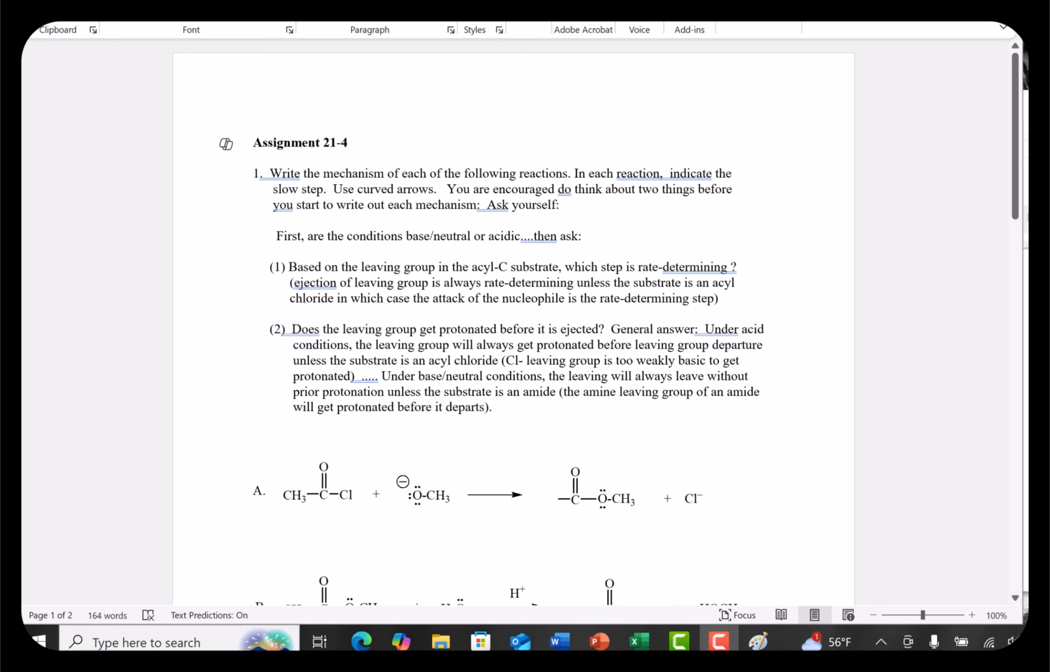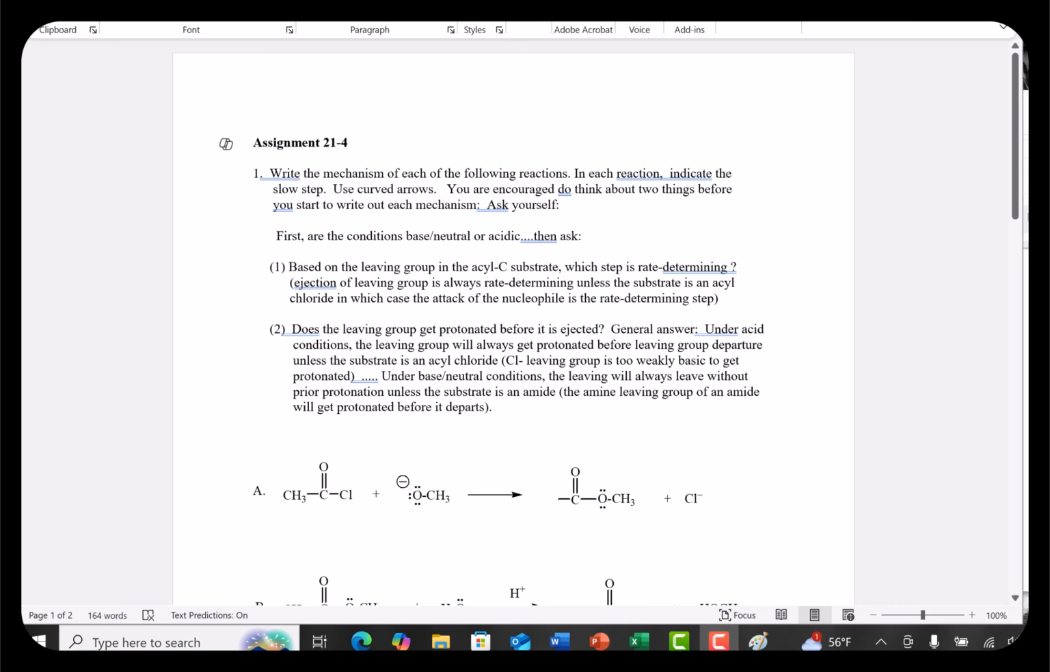Number 2, does the leaving group get protonated before it is ejected? That's a very important thing to think about. The general answer is this. Under acidic conditions, the leaving group will always get protonated before it departs. Here's an exception: unless the substrate is an acyl chloride, where a chloride ion is the leaving group. It's such a weak base, it can't bond to a hydrogen ion, and so it's just going to break off by itself.